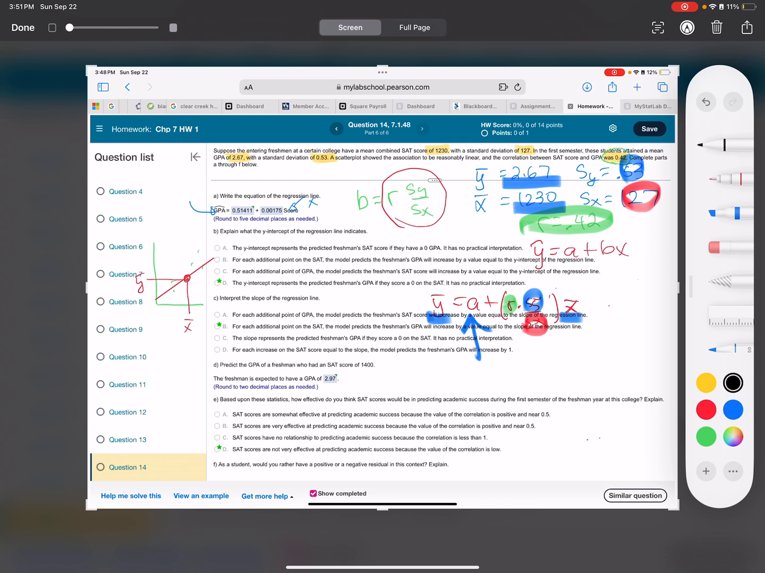And then you'll end up getting a is equal to 0.51411. And now you also have b, because b is equal to R times Sy over Sx, which is 0.42 times 0.53 over 127. That is going to get you 0.00175. And that's it. So that's that problem that I had you do on the board.